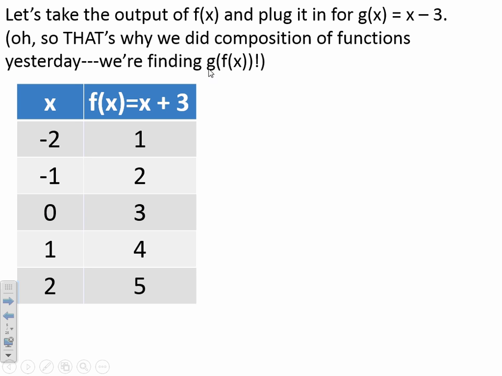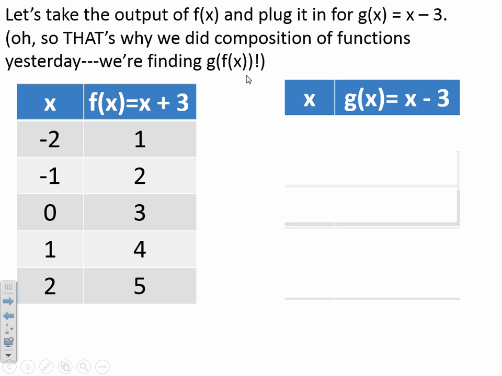So what we're doing is g of f of x. We're taking f of x first and finding that, and then taking the answer we get for f of x and plugging it into g. So let's take our outputs here and plug them into g. So I'm taking all my outputs here. First I'm going to take 1 and plug it into g. Since that was my first output of f of x, I plug it into g, and I get 1 minus 3, which gives me -2.